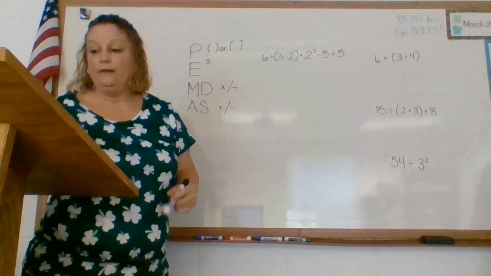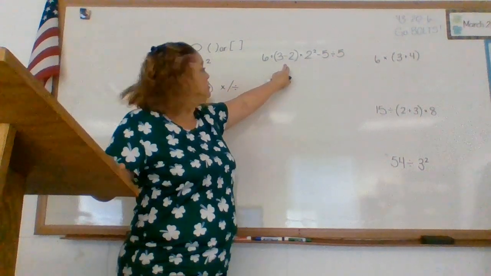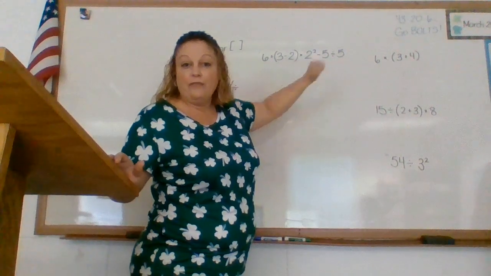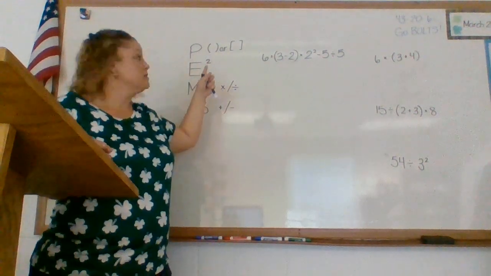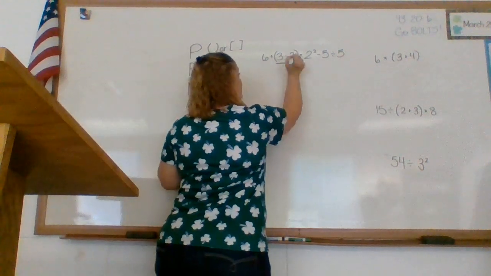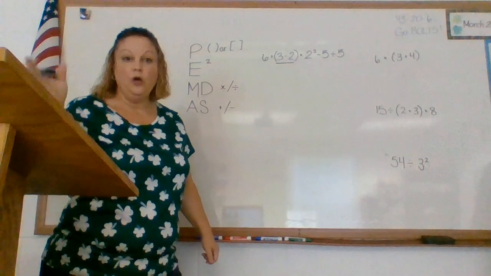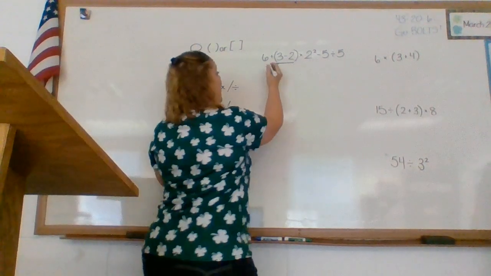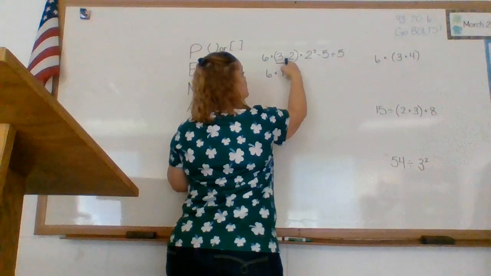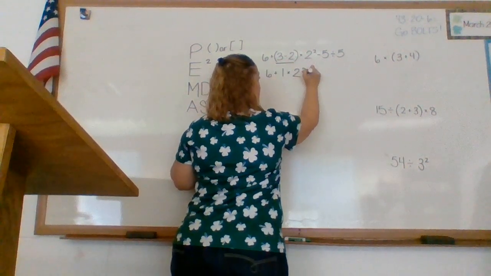If you look to the right, we have 6 plus parentheses 3 minus 2 times 2 squared minus 5 divided by 5. Well, my first step is going to be parentheses. So I know this is the part I've got to focus on and solve. Of course, we know very easily 3 minus 2 is 1. I'm going to rewrite the problem, substituting that 1 with what I solved.